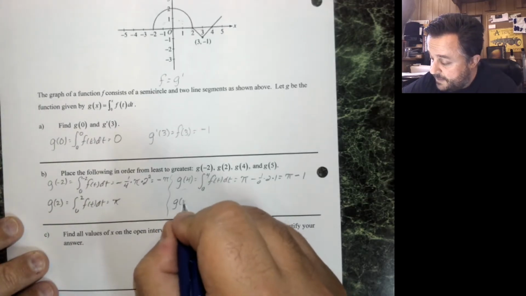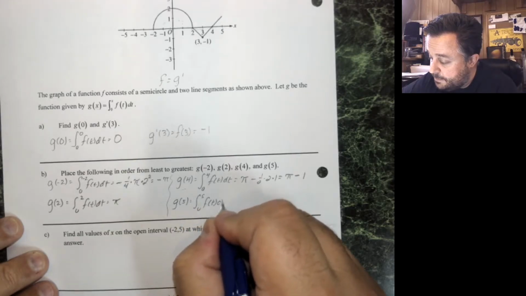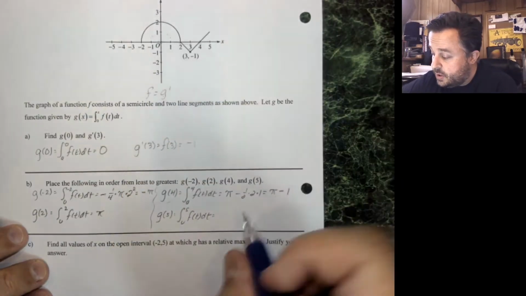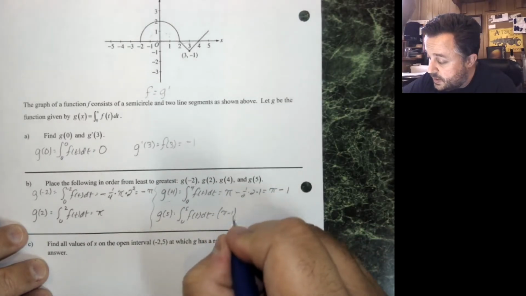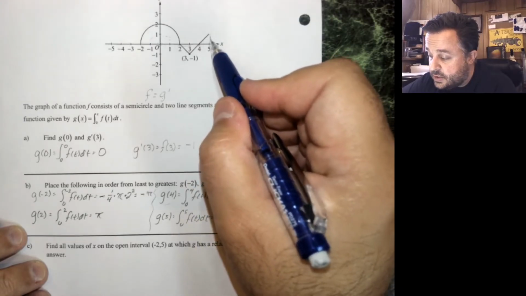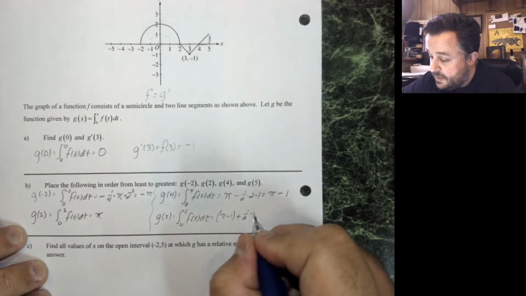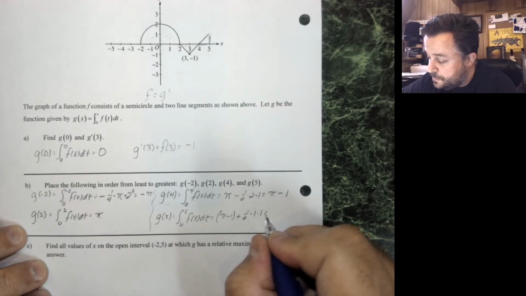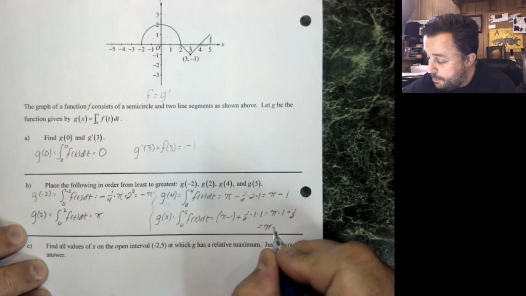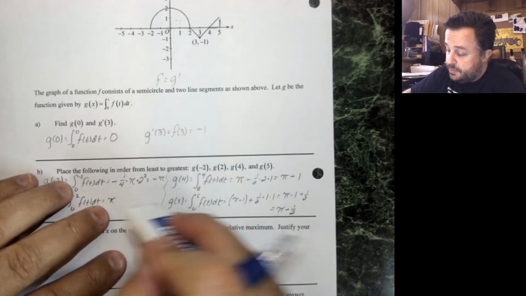And then g of 5 is the integral from 0 to 5 of f of t dt. Which again, same thing. We're going to look at the integral from 0 to 4, which we now know is pi -1. And we're going to add on the area from 4 to 5. This is a triangle, base 1, height 1. So it's going to be 1/2, 1 times 1. So we get pi -1 plus 1/2, which is pi -1/2.